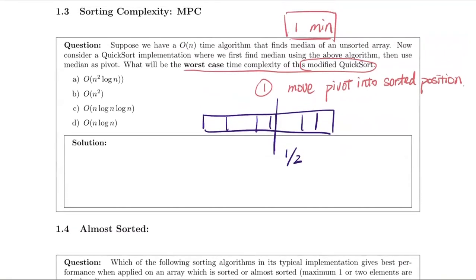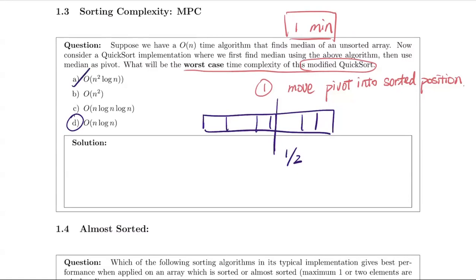So the worst case complexity of this modified quicksort is the best case complexity of the quicksort, which is n log n. So you might think A might also be correct. A is a correct answer if you take into account the cost of finding the median. Finding the median takes linear time, and then doing a quicksort takes logarithmic levels. So it's n log n.